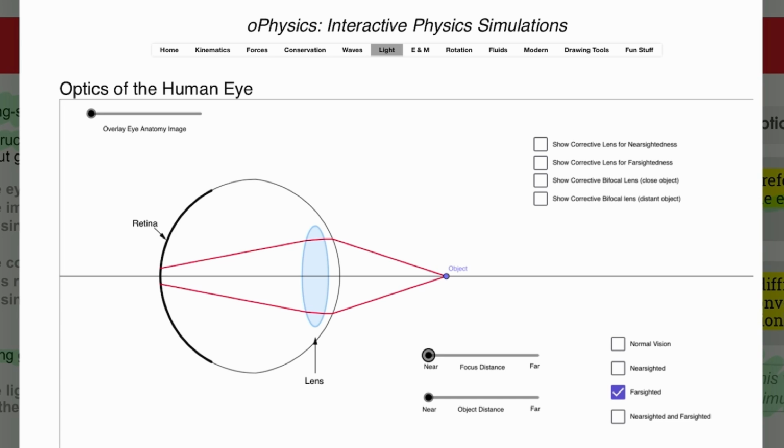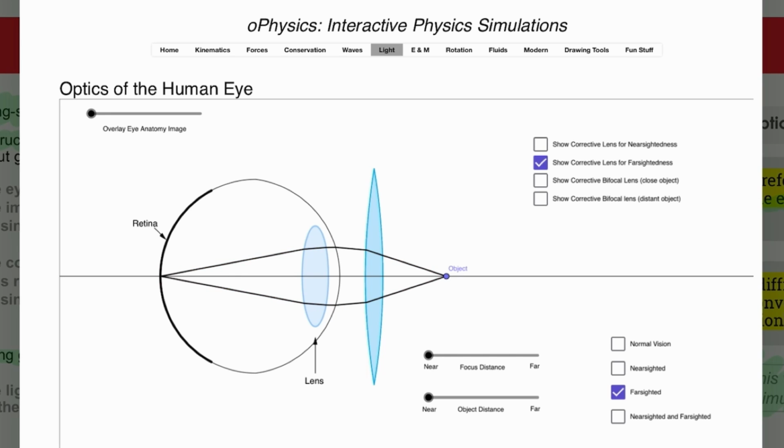The next question, 2.4.2, also asked about the corrective lenses. So you can actually check that box as well. And it shows you that the corrective lens for a person with long-sightedness is a convex lens, because what that lens is going to do is it's going to increase the refraction of the light rays and thereby focus the image on the retina. So returning back to our question now.